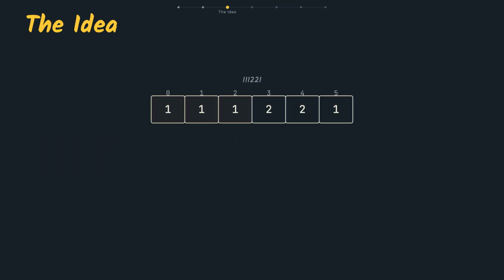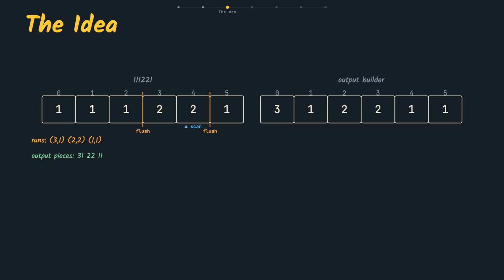So what information do we wish we kept while moving forward, instead of rediscovering the same run? We only need 2 things, the current digit and how many times we have seen it in this run. That is run length encoding. Think of a line of matching beads. We just say how many of one color appear together.